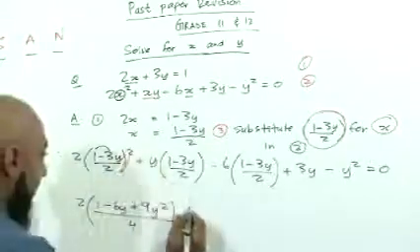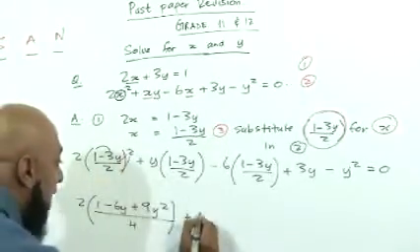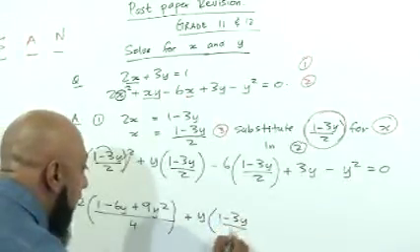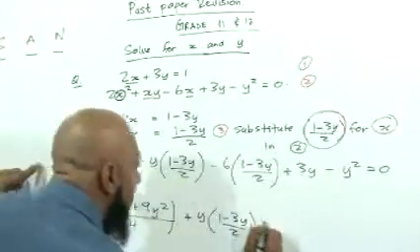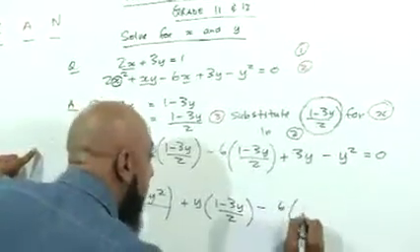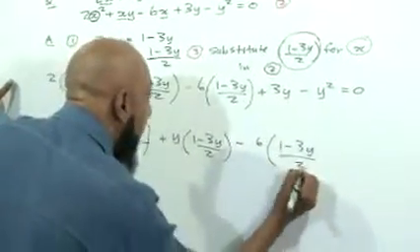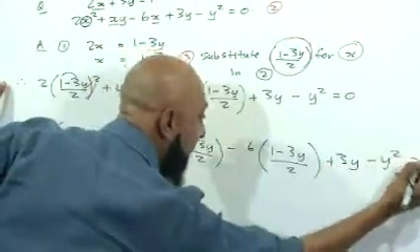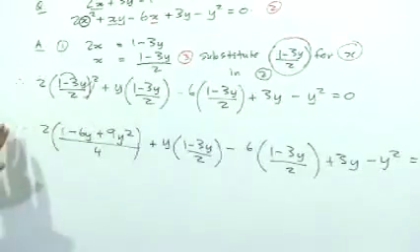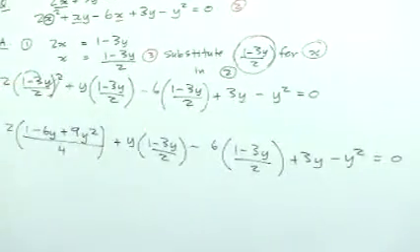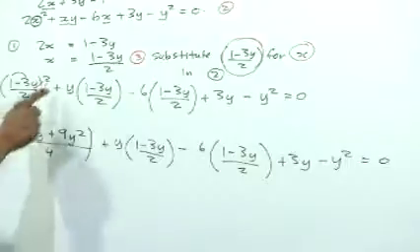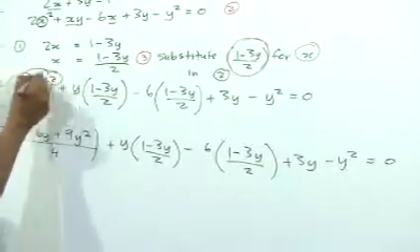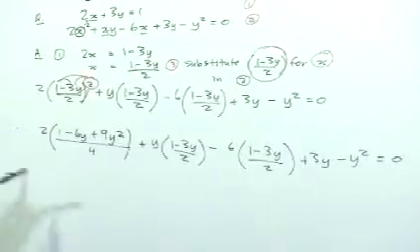4 plus, leave the y, y into 1 minus 3y over 2, minus 6 into 1 minus 3y over 2, plus 3y minus y squared is equal to 0. We left everything as it is. You might ask, so what happened between that step and this step here? The only thing is that we took that square and we squared the terms inside to remove the square.